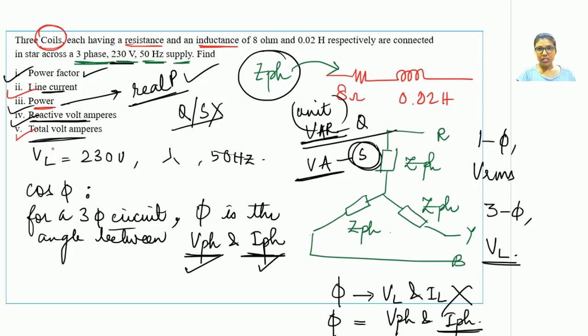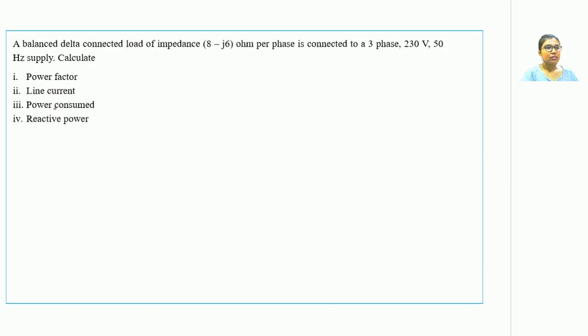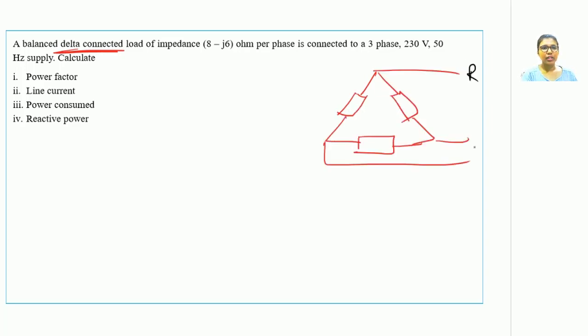So this was the basis on which we have to solve the remaining numericals. As I have already said, in this video lecture we'll be solving 7 numericals. So now let us move on with the second numerical. The second numerical says there is a balanced delta connected load. So let us represent a delta connected load. So this is R, Y, B. This is how a delta connected load would look like.